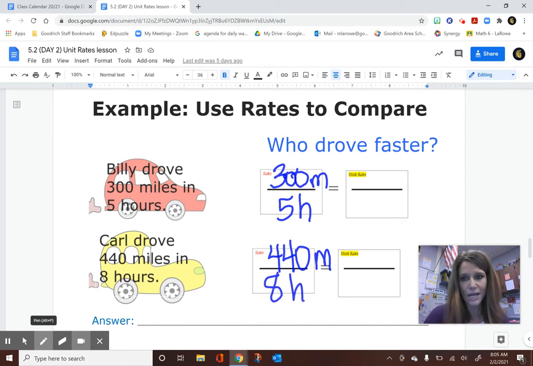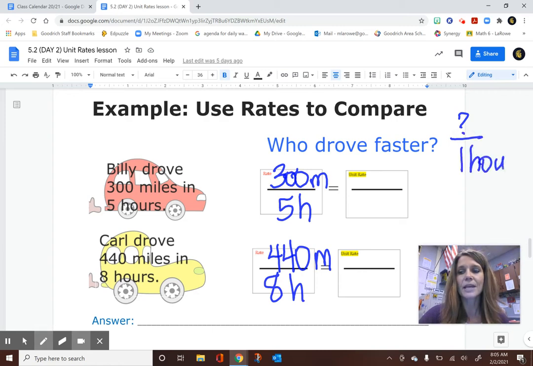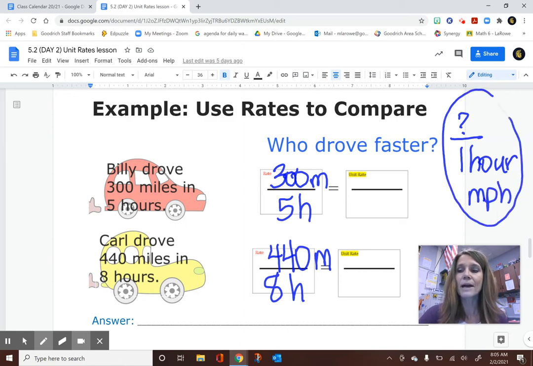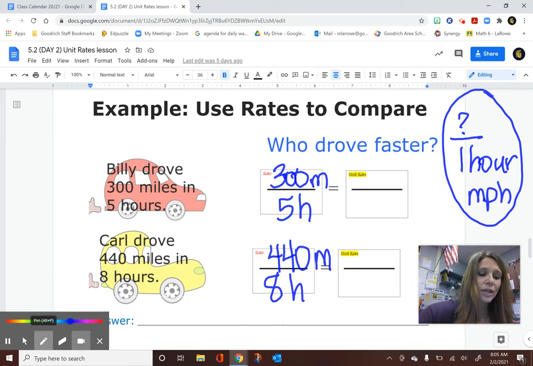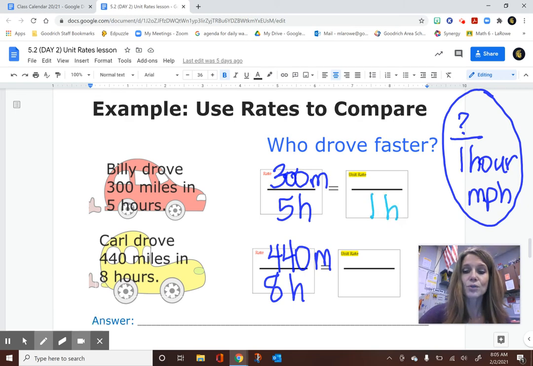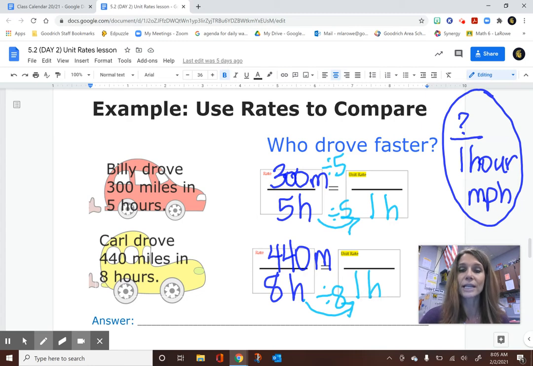Now I need to figure out how many miles they are driving in just 1 hour. This becomes their miles per hour rate. If I know their miles per hour rate, then I can compare and I'll know who's going faster. So to turn a rate into a unit rate, I have to figure out how much for just 1 hour. Well, for Billy, it's going to be a divide by 5 kind of math to top and bottom. For Carl, it's going to be a divide by 8. Take the time and turn it down into 1. I have to divide 8 by 8.